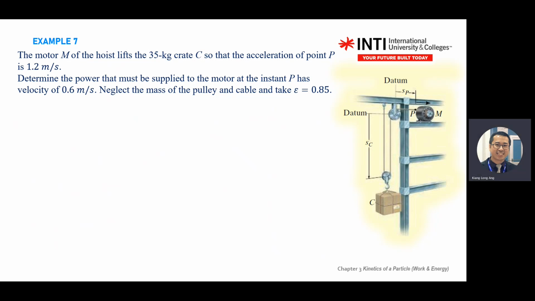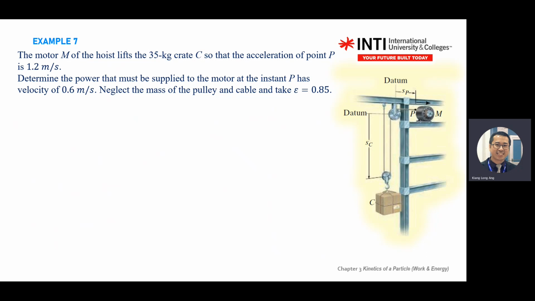Acceleration was given, but the unit, the 2, is missing. It should be meter over second square. So this is not velocity, but the question gives you acceleration. So the unit is wrong. Determine the power that must be supplied to the motor at the instant P has velocity 0.6.